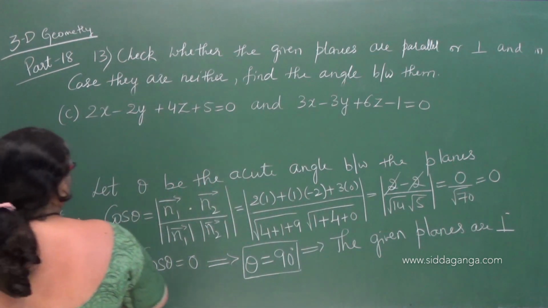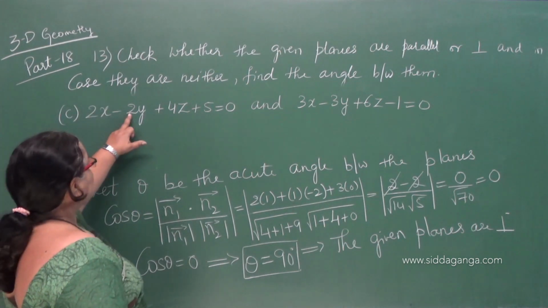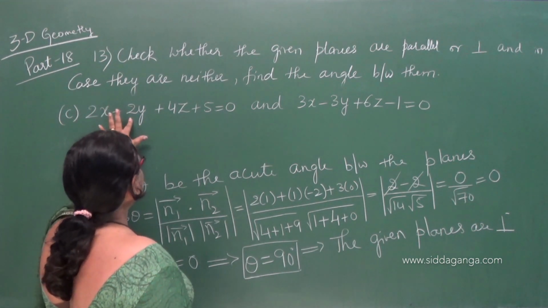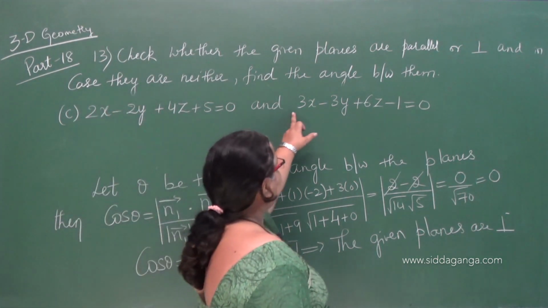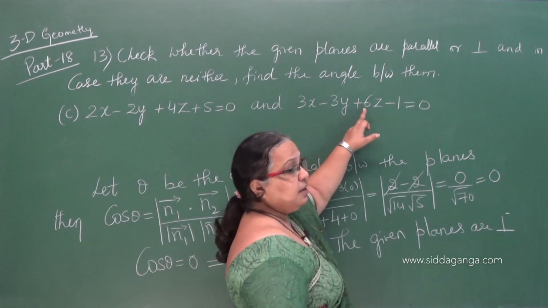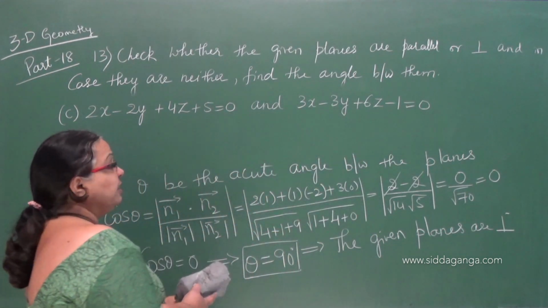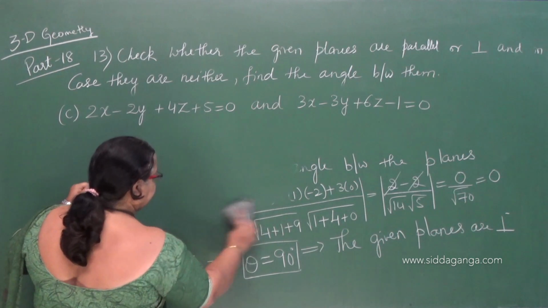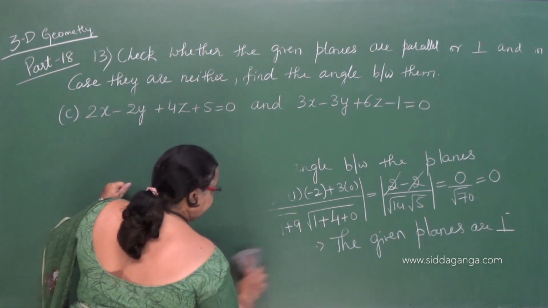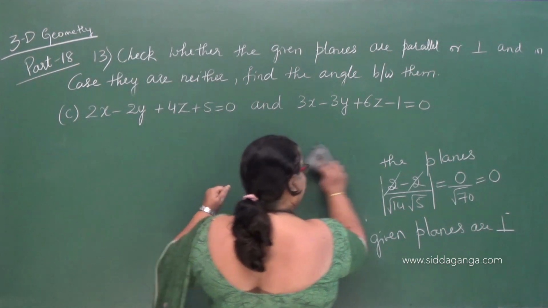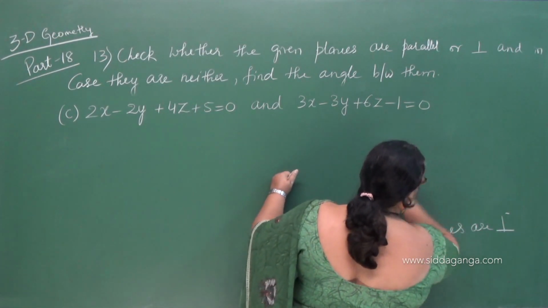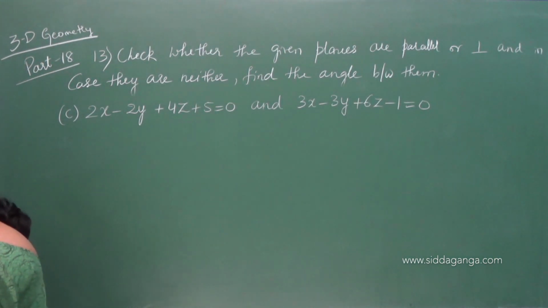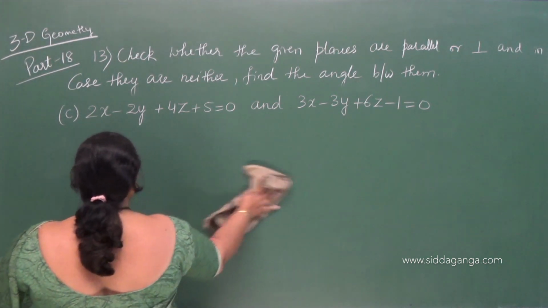So here you observe that here we have 2, 2, 4. We can divide it by 2. It becomes 1, minus 1, plus 2. Dividing by 3, it becomes 1, minus 1, plus 2. So here the direction ratios of the normal vectors are proportional and hence the given planes are parallel. So we should always observe the direction ratios of the normal vectors. If we observe, we will know there.